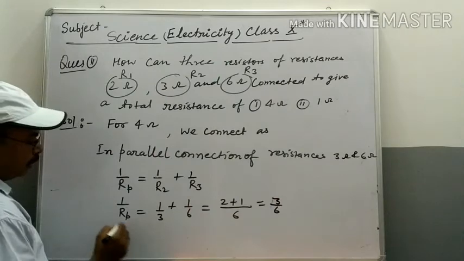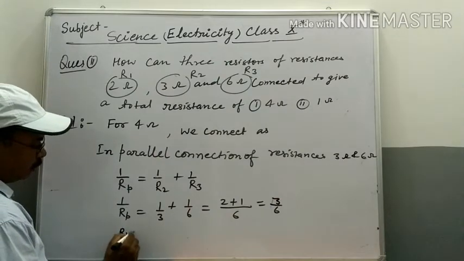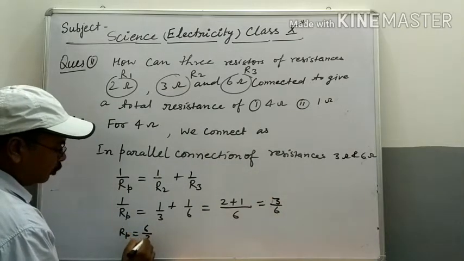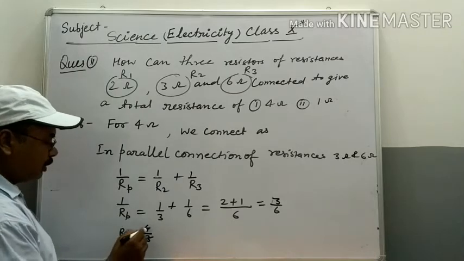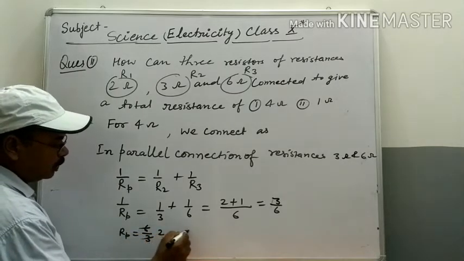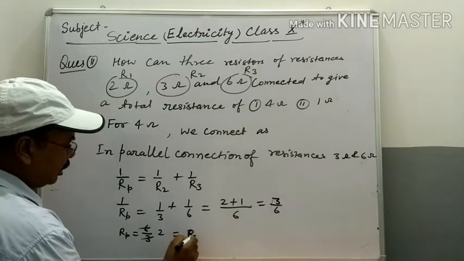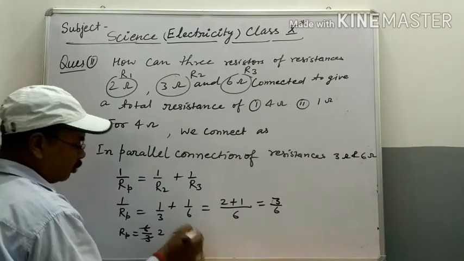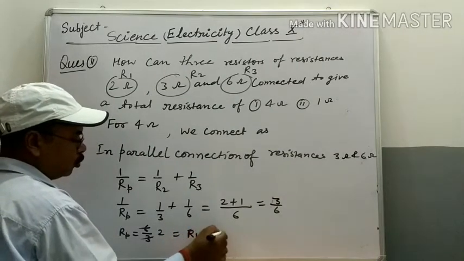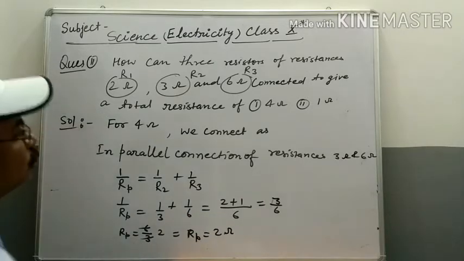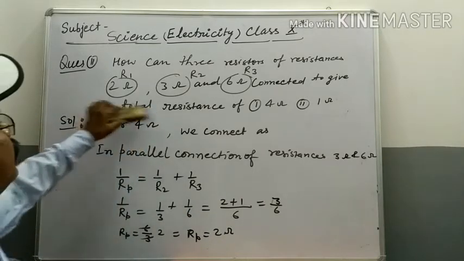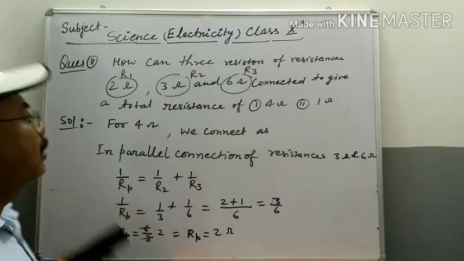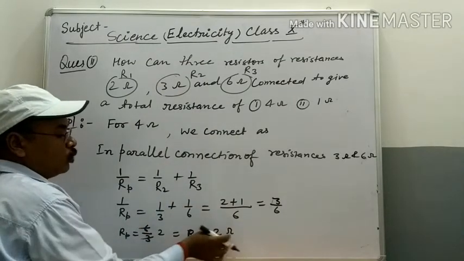And 1 upon Rp means Rp equals the fraction inverted, the denominator becomes numerator, 6 upon 3, that is Rp equal to 2 ohm, the parallel resistance of 3 ohm and 6 ohm. Students, you have already noticed the total resistance must be 4 ohm. We added 3 and 6 ohm in parallel and the total is 2.